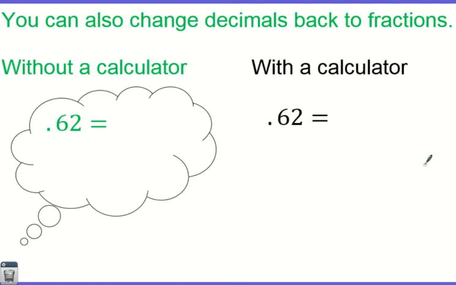You can also change decimals back to fractions. Okay, without a calculator, again, how do you say this properly? You don't say 0.62. How do you say that properly? Don't you say 62 hundredths? That's the proper way to say that decimal. Well, guess what? 62 hundredths is also a fraction. And you might need to reduce that fraction, but that's what you could do.